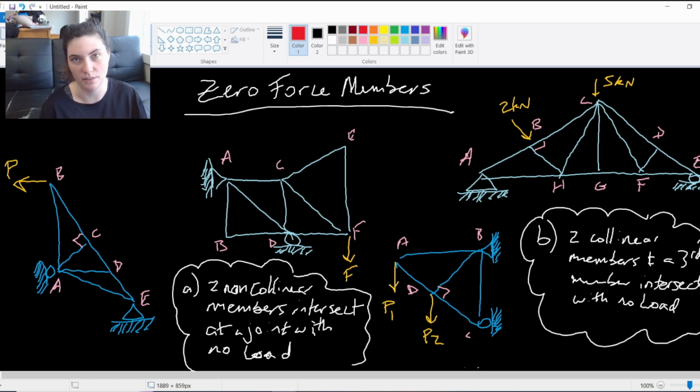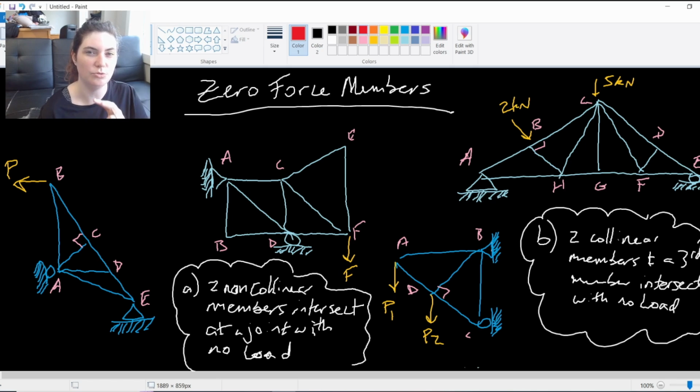So what we want to do is identify these zero force members really early, before we even start solving the truss, because this is going to save us a lot of time, right? We don't want to have to do math if that math is just going to work out to be zero. That would be a giant waste of our time. So there are two really basic rules that we can follow to find these zero force members before we have to go and do all the math. We don't want to have to do that math if we don't have to.